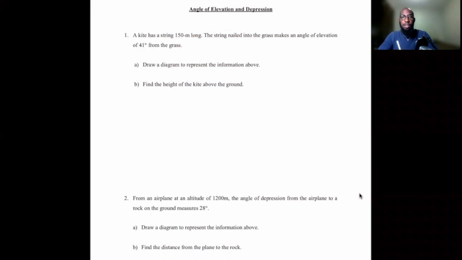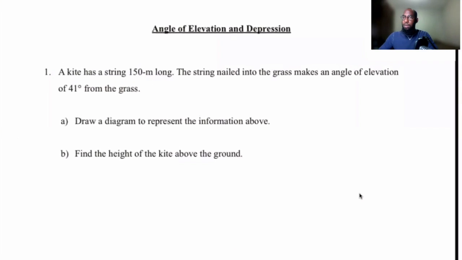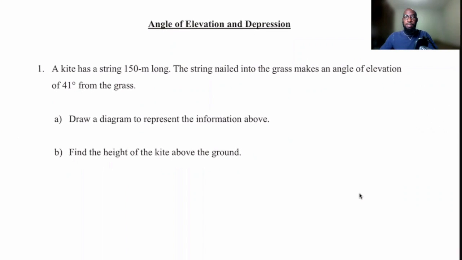We're going to take a look at angle of elevation and depression. We have two questions. Let's get to it one at a time. Question one tells us, a kite has a string 150 meters long. The string nailed into the grass makes an angle of elevation of 41 degrees from the grass. That's an important point. They want you to draw a diagram to represent the information above and find the height of the kite above the ground.